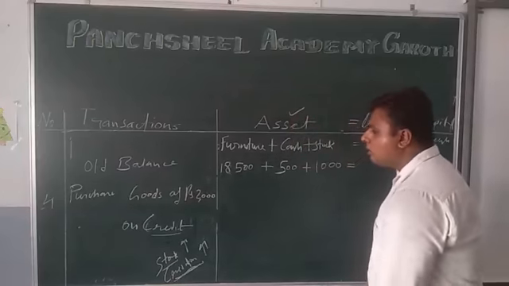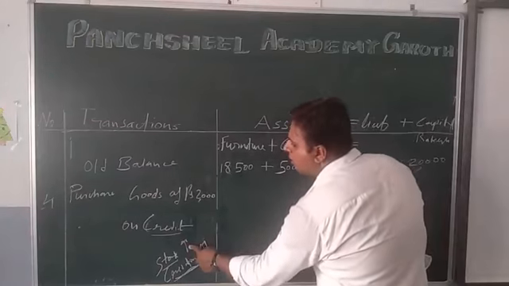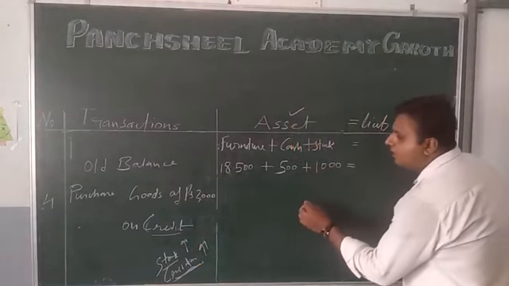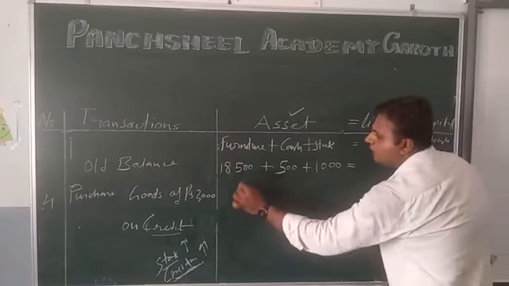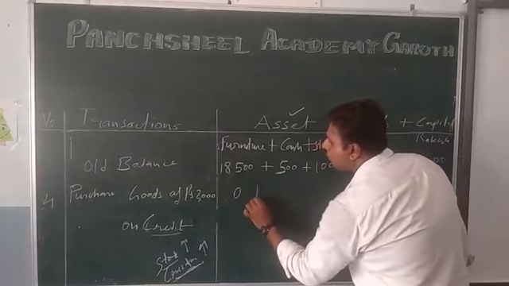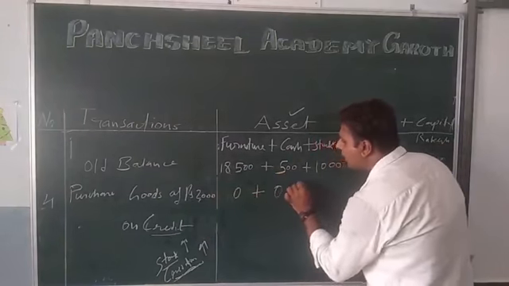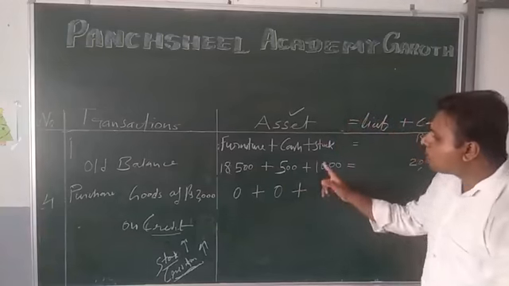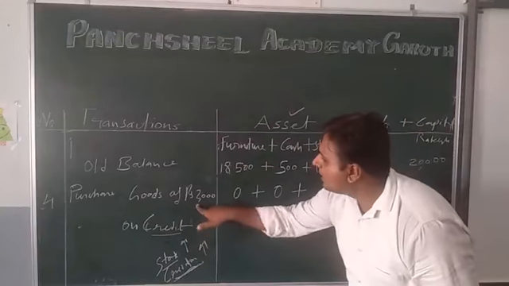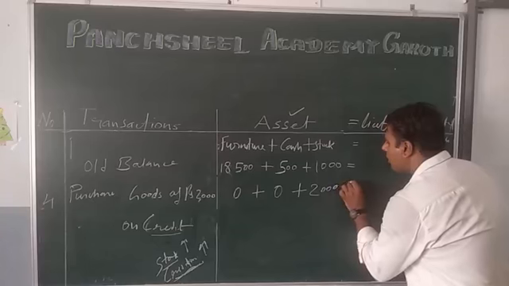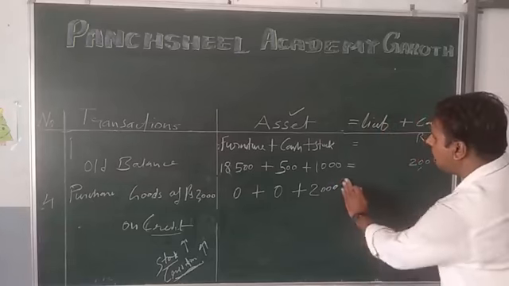Okay. So now what is increasing? Stock is increasing and creditor is increasing. Is furniture increasing? No, 0. Is cash increasing? No, it is a transaction on credit. Is stock increasing? Yes, stock is increasing by 2,000 rupees.